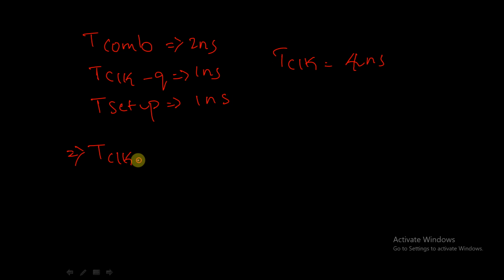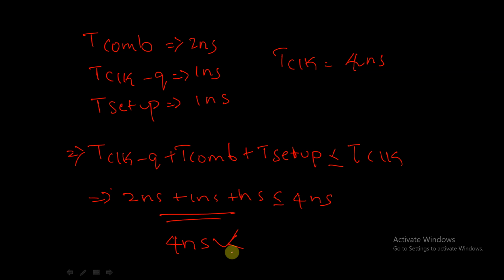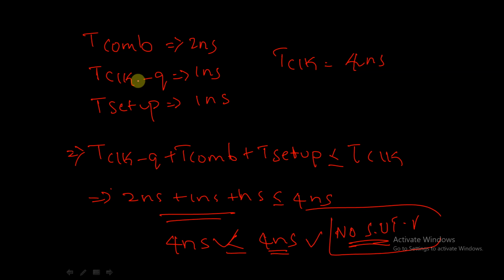T clock to q plus t combinational plus t setup should be less than or equal to t clock, right? So if we substitute the values, then we will get 2 nanoseconds plus 1 nanosecond plus 1 nanosecond, which should be less than or equal to 4 nanoseconds, which is true, right? 4 nanoseconds is less than or equal to 4 nanoseconds. So there is no setup time violation, right? So let's maintain these delays the same, and we will add the skew factor.